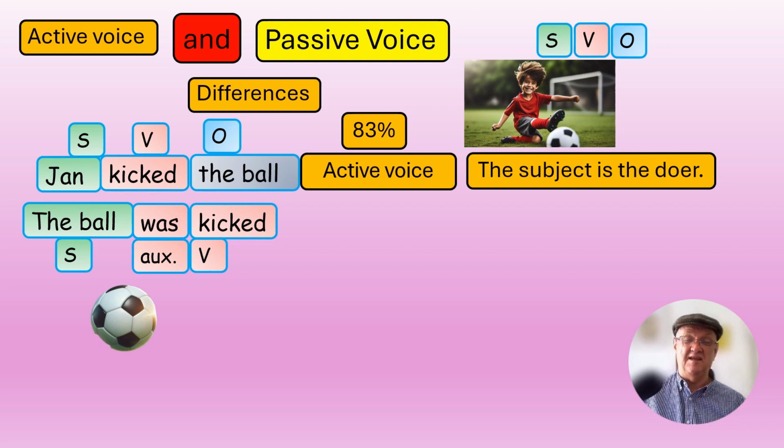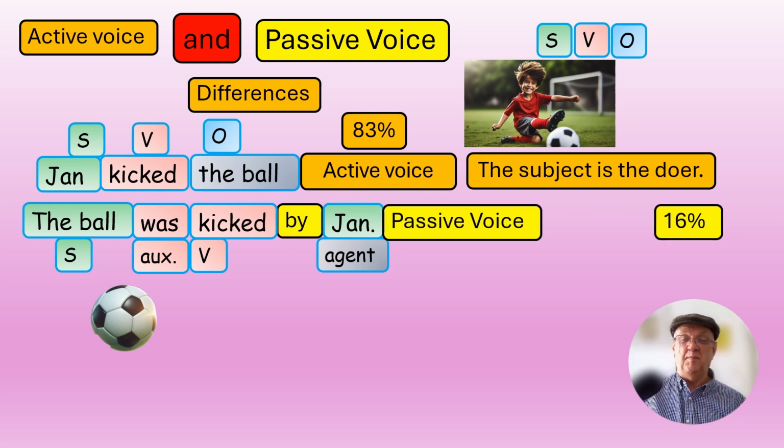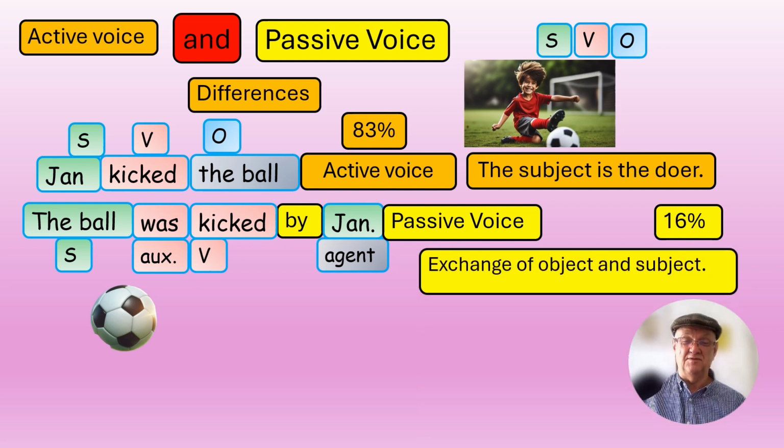We said it's singular subject, so it's was, not were. The was is an auxiliary verb. It acts with the main verb, kicked. I have to add by in order to make certain that my subject and object are the right way around. And now Jan is called technically the agent. Passive voice is used in only 16%, but there are times when we will prefer the passive voice. We are getting there soon.